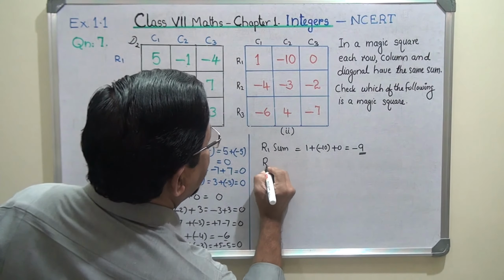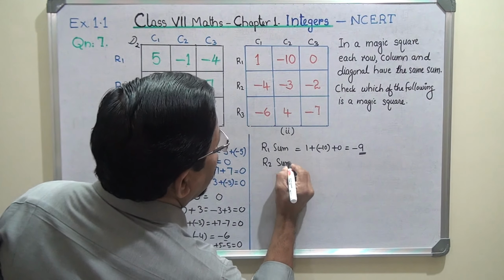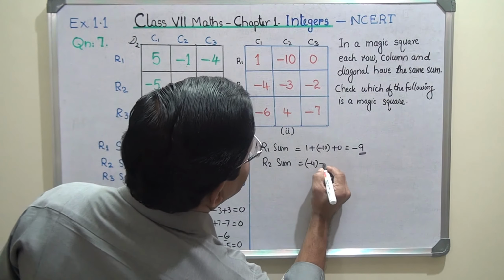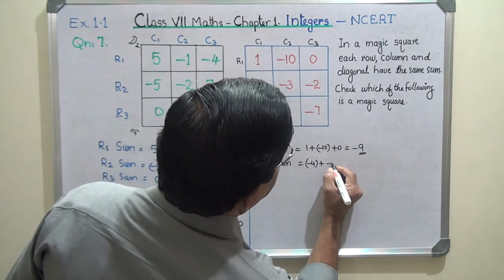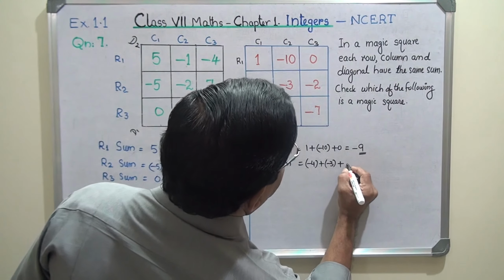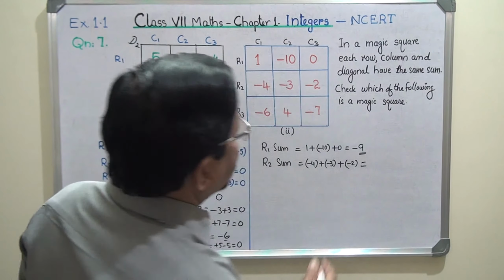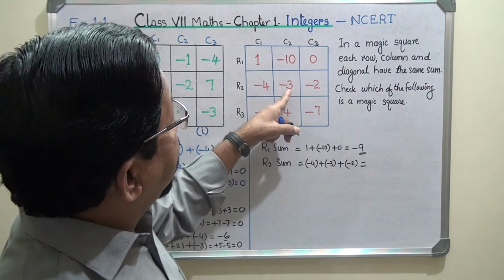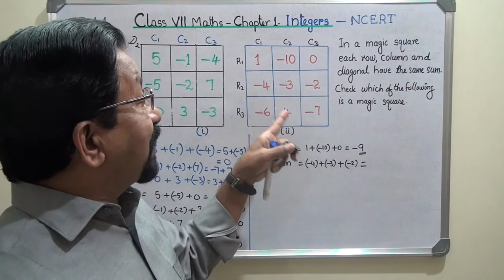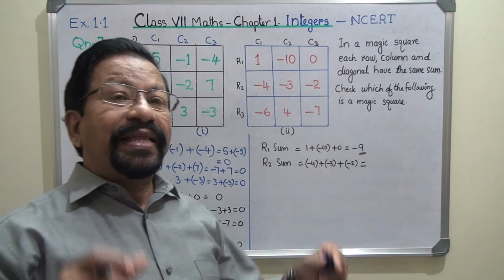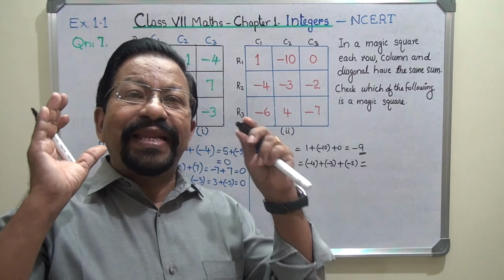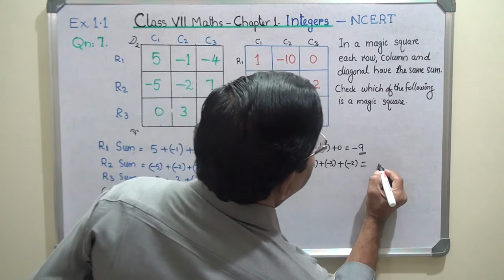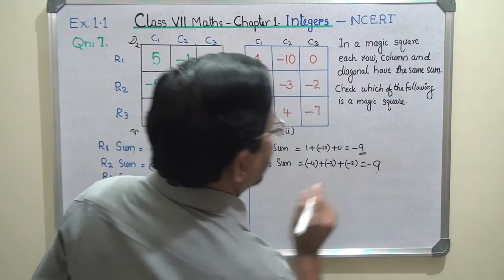R2 sum, same way: R2 is minus 4 plus minus 3 plus minus 2. What is the answer? Minus 4, minus 3, minus 2, three negative integers. The sum of any number of negative integers will be a negative integer. So add 4 plus 3 plus 2, that is 9. The sign is minus, so minus 9.